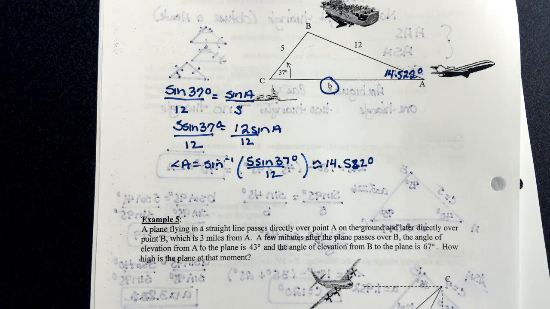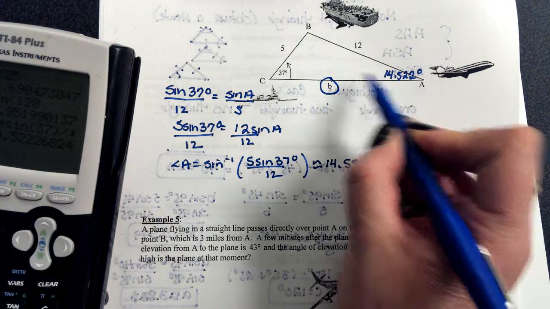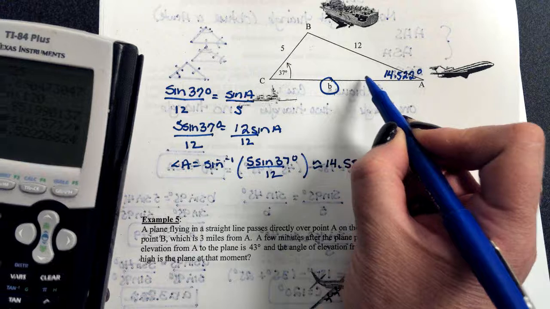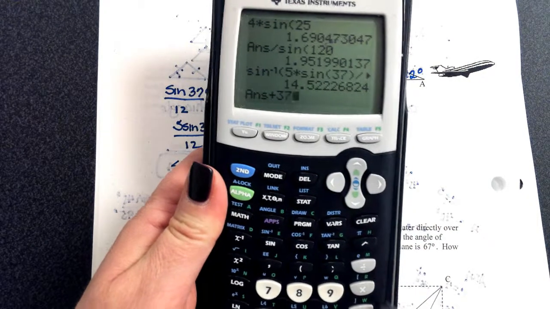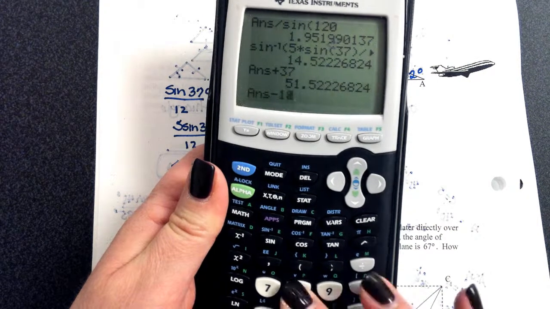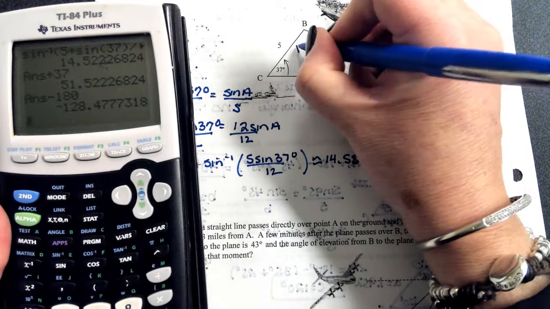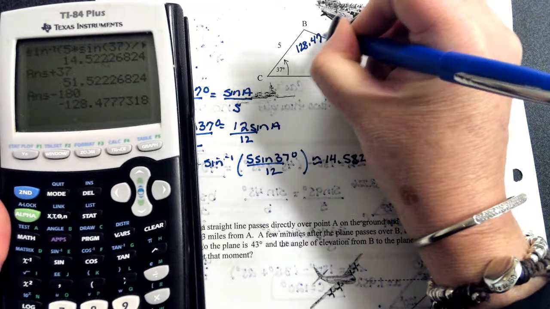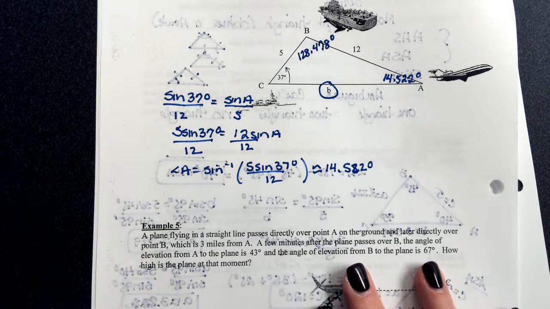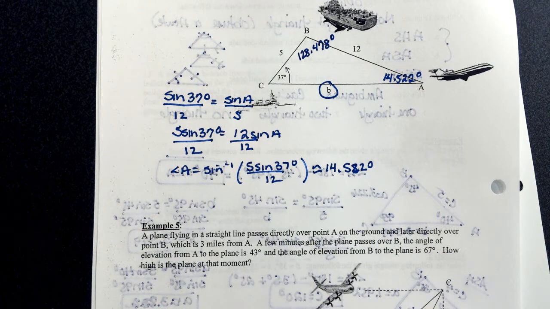So now how can you solve for angle B? What can you do? You can simply add these two angles together and subtract it from what? 180. So that gives me 128.478 degrees. So like I said, with these word problems, sometimes you have to find the other pieces of information in the triangle first before you can directly answer the question.